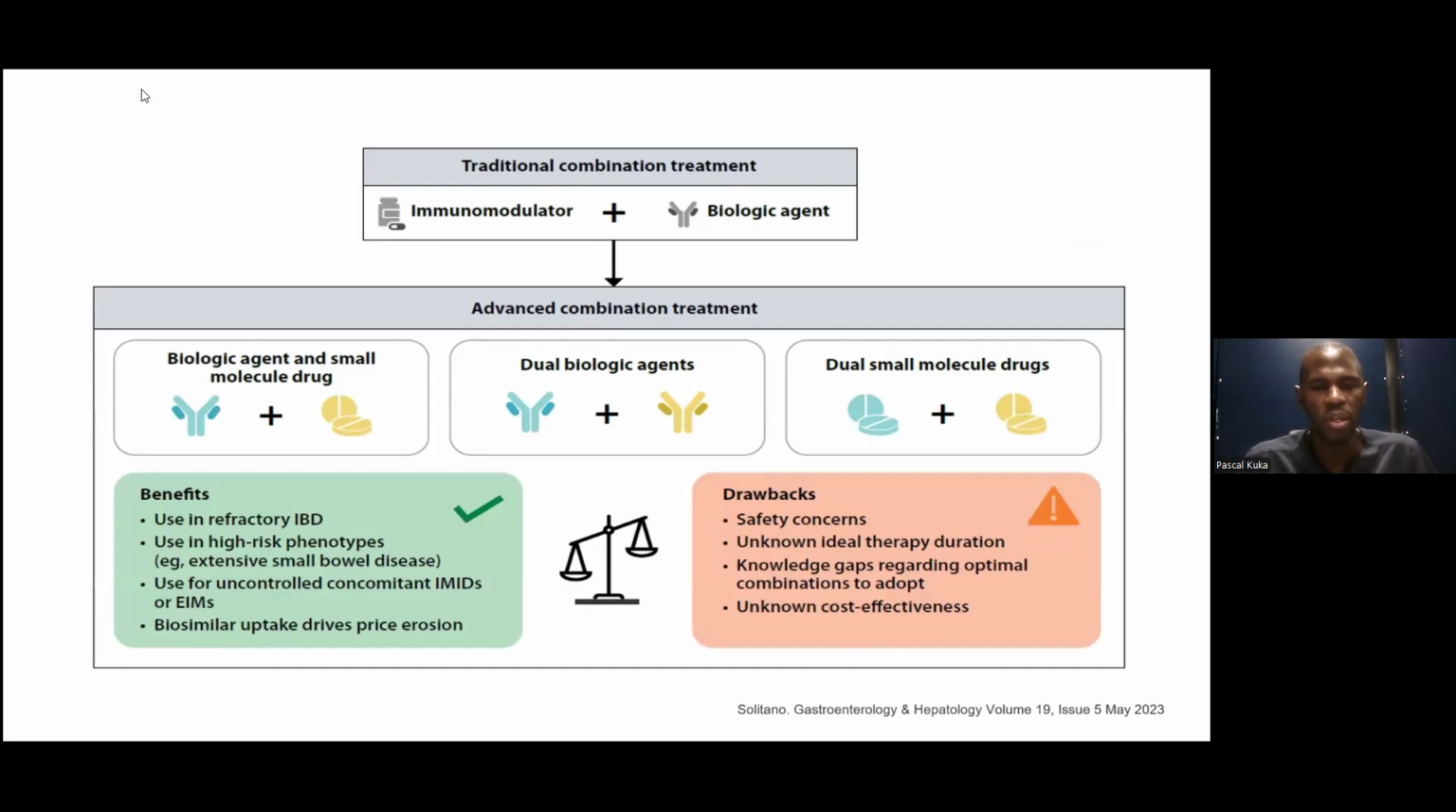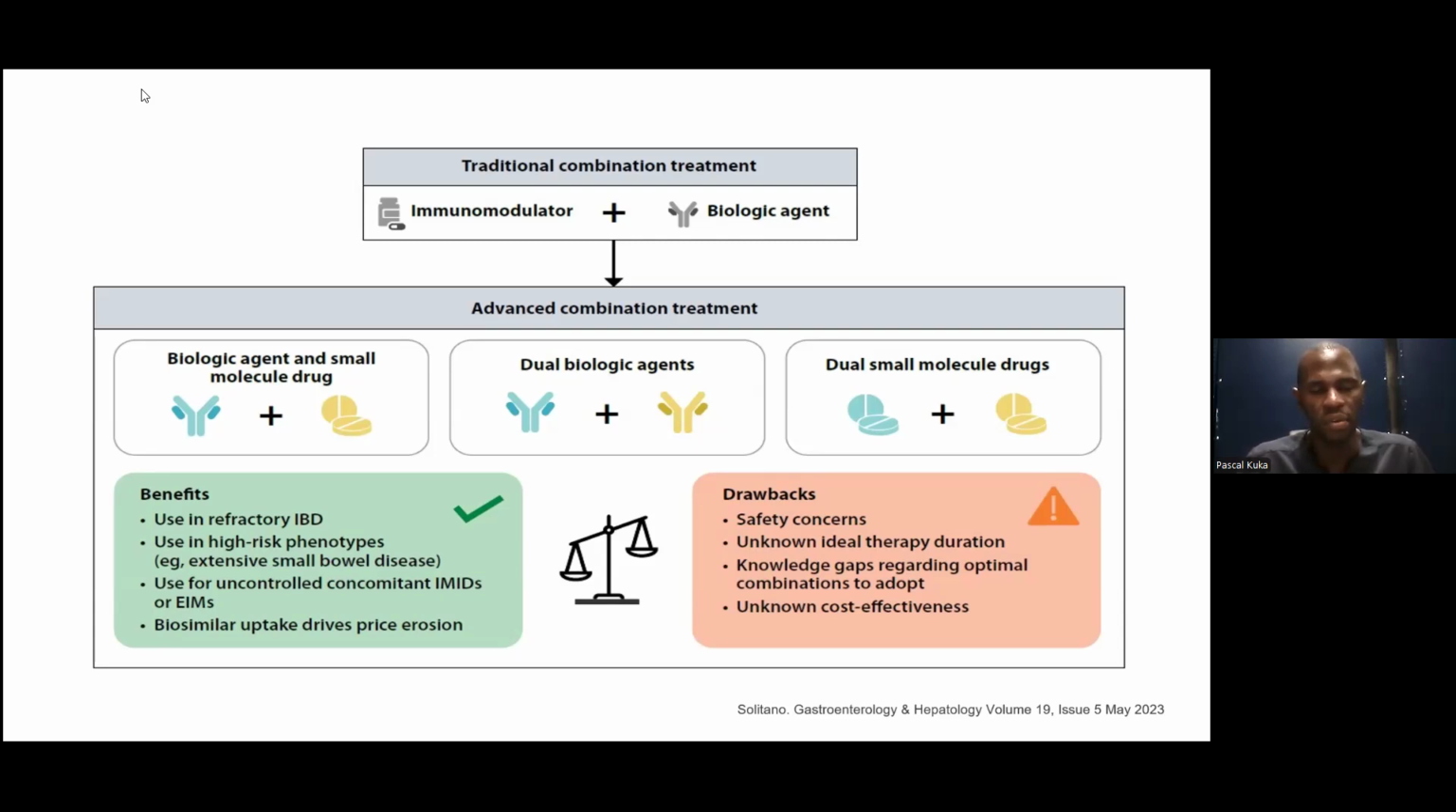So finally, in terms of combination therapy, as we've seen, there is really a big role for combination with immunomodulators, but there are different forms of thought about whether you can actually combine different advanced therapies in terms of either combining a biologic and a small molecule, or combining two biologic agents, or combining two small molecules.